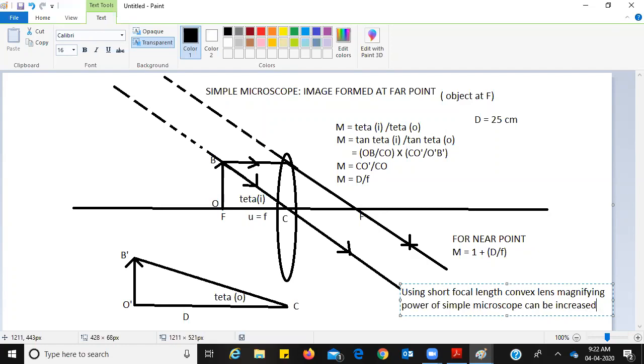So you can't say inversely proportional, okay? Because there's a 1 plus factor here. Inversely proportional means it should be just D by F.